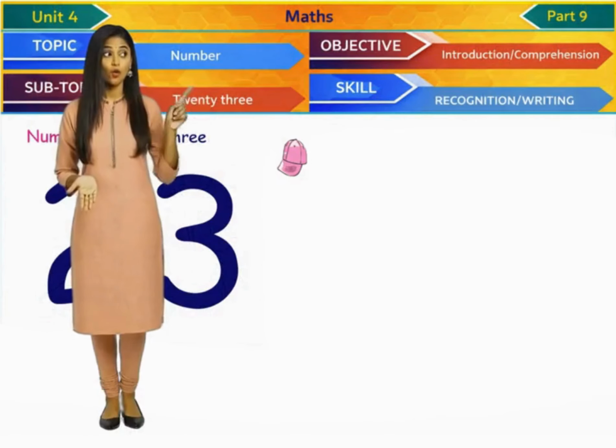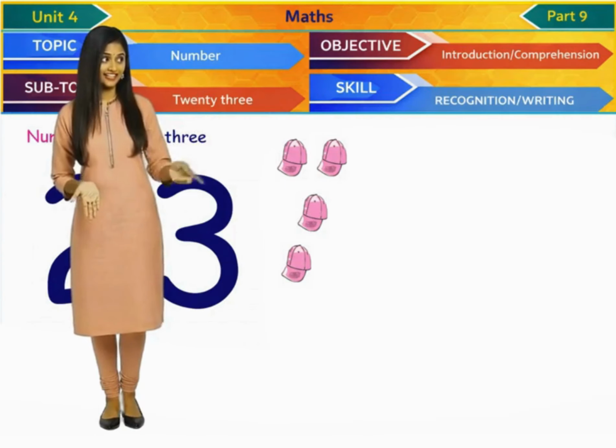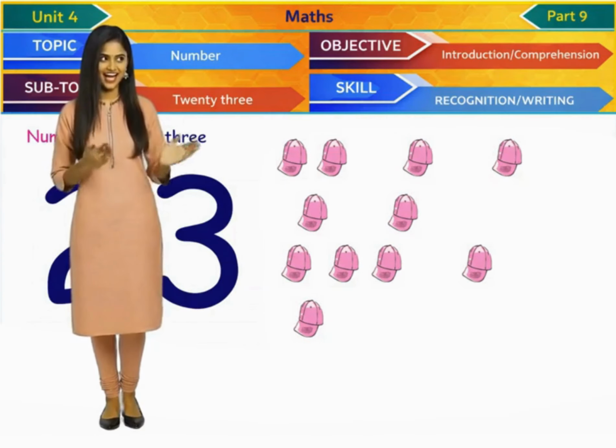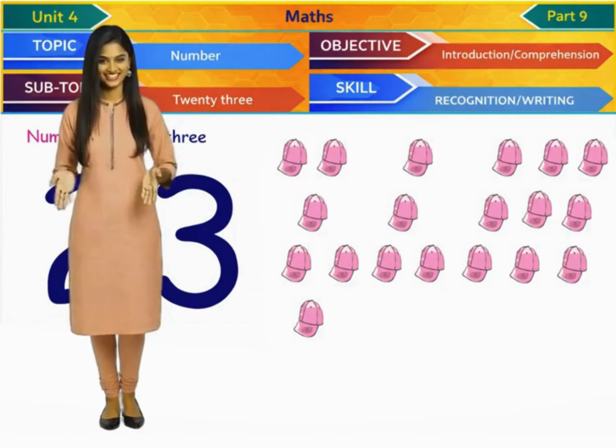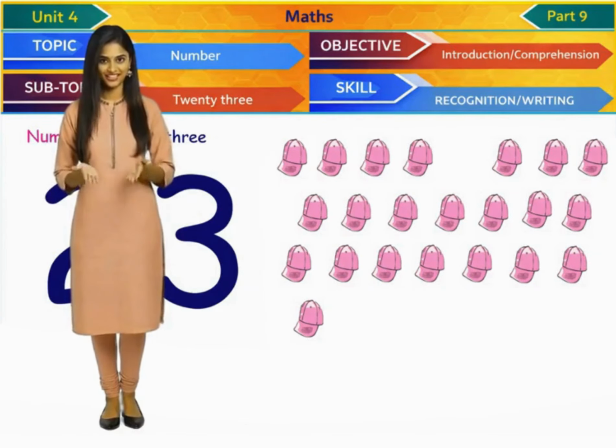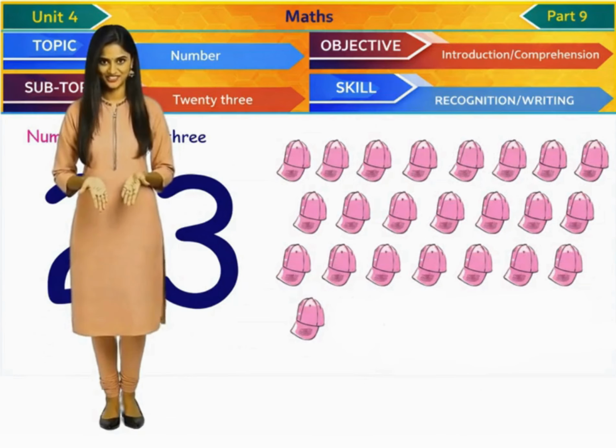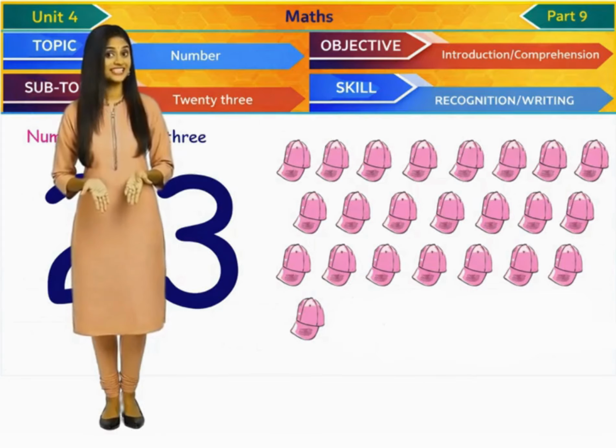Let's count them. 1, 2, 3, 4, 5, 6, 7, 8, 9, 10, 11, 12, 13, 14, 15, 16, 17, 18, 19, 20, 21, 22, 23. Very good children. Today we learned about 23 caps.